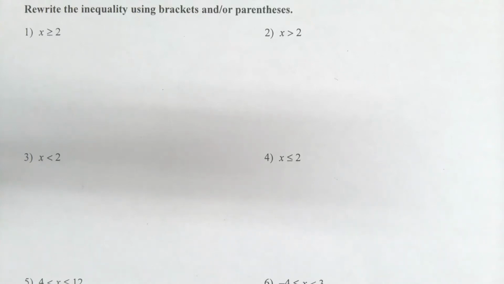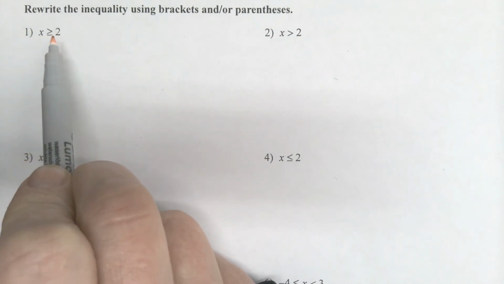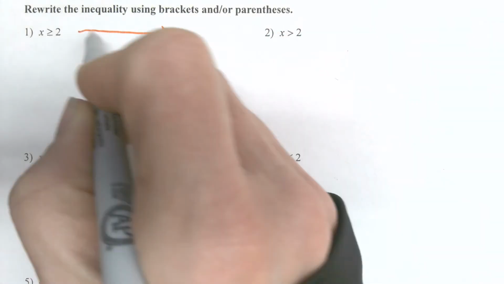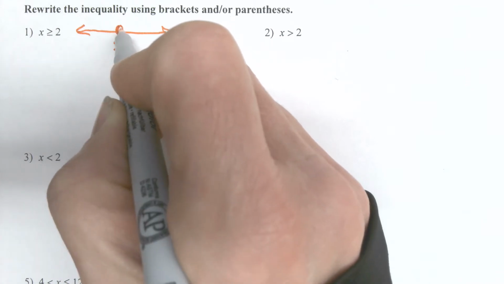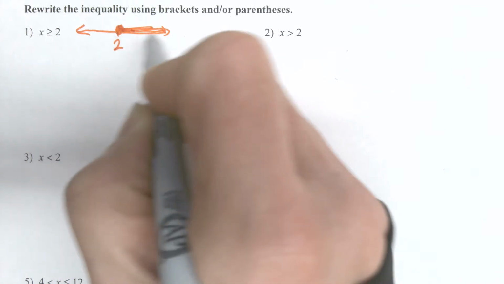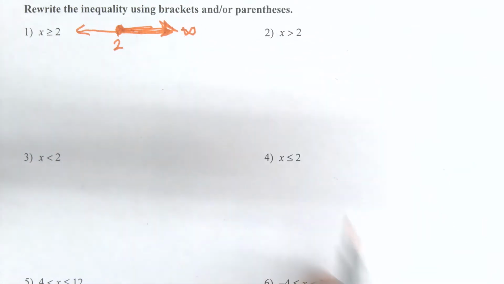Today we're just going to be looking at rewriting our intervals using those brackets and parentheses that we talked about in class. You'll be given a typical inequality, like x is greater than or equal to 2. Many of you might recognize this. If you graphed it, it included 2, and in your past classes you colored that in. It goes all the way out to positive infinity.